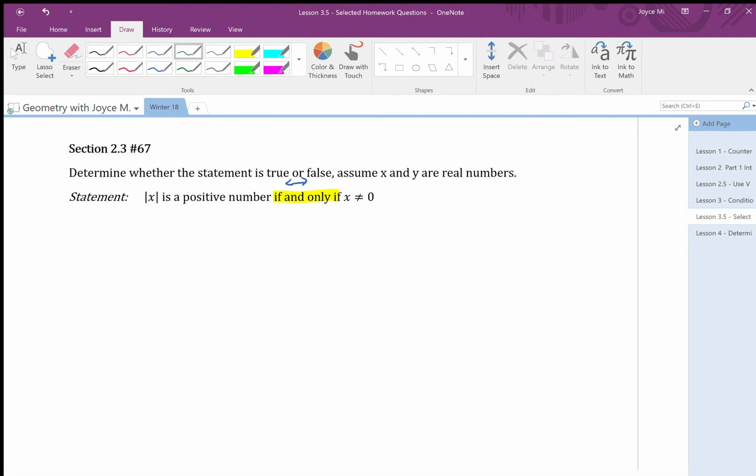I'm going to let the first part of the statement be my P, and I'm going to let this be my Q. Again, you don't have to use P and Q, it could be A, B, C, D. Here, for convenience, I'm just using P and Q. So this is my Q. So I'm going to write it.